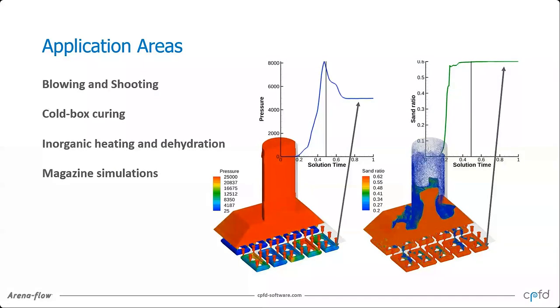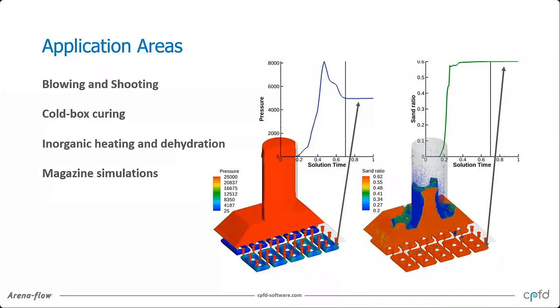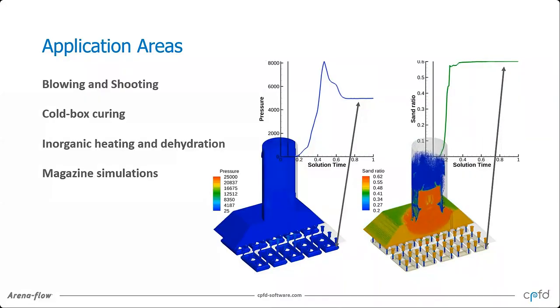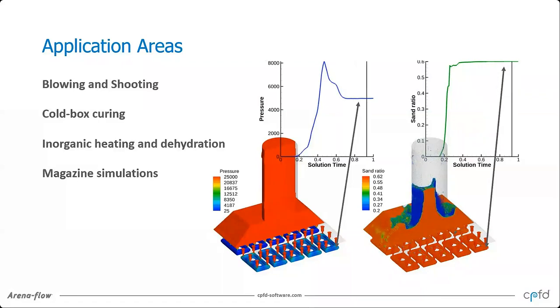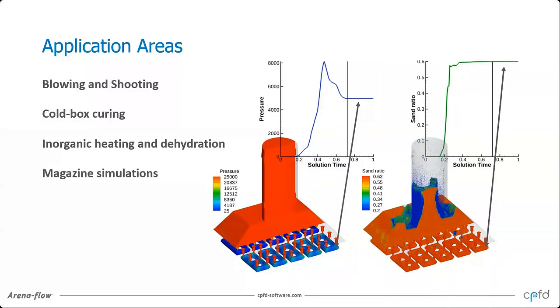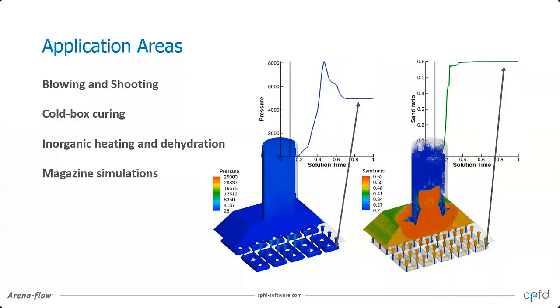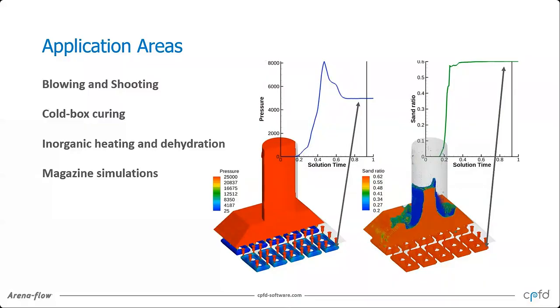And then it's not just individual cores. It can be entire magazine simulations, looking at how the airflow and sand interact in the magazine. Do all the cavities fill the same way? If it's multiple cavities on a machine, perhaps it's a family box with different cores, or it could be large cores that may necessitate a double blow. We'll look at that in a moment.